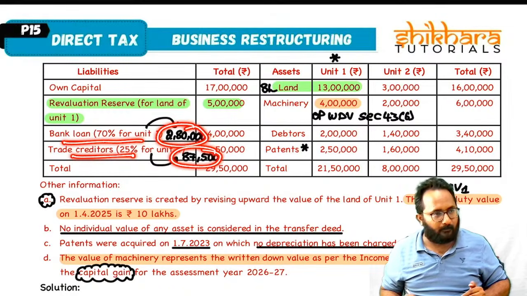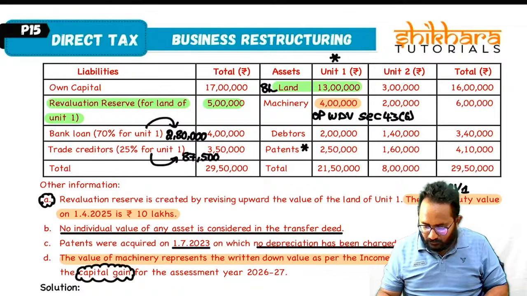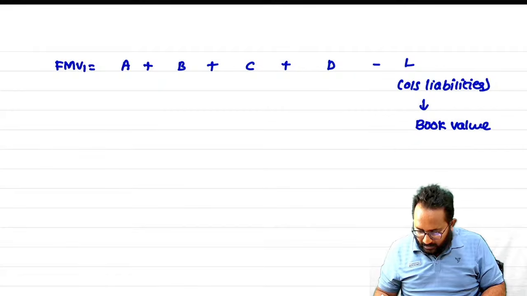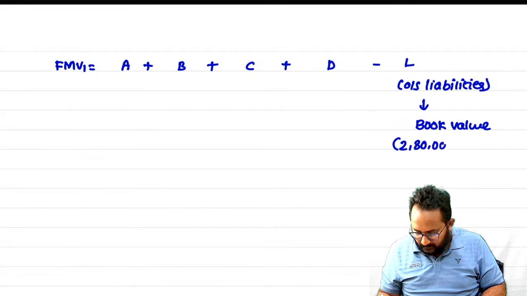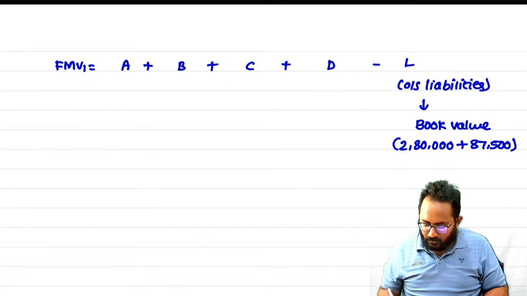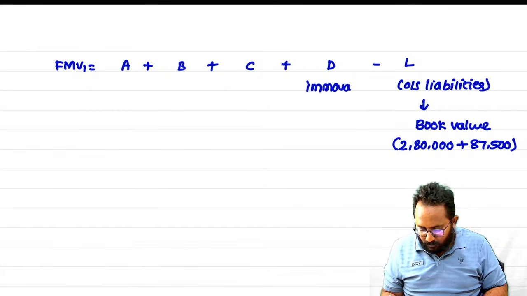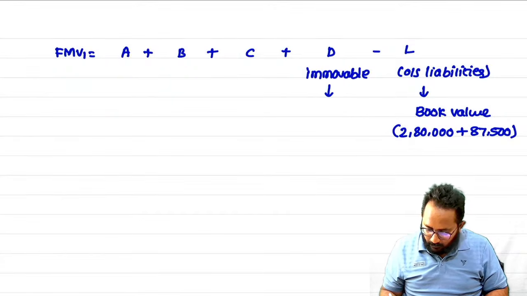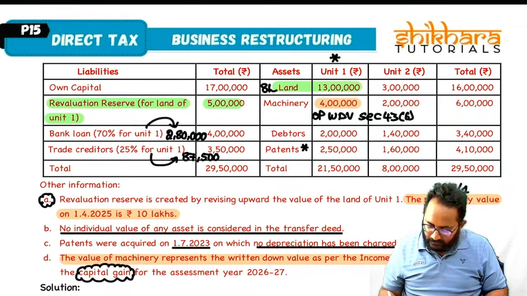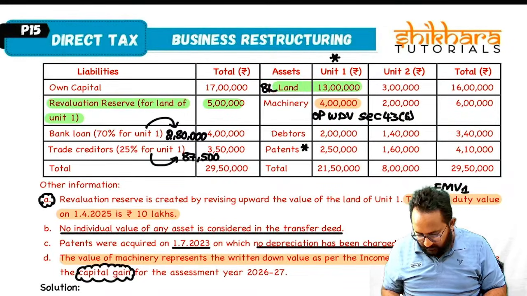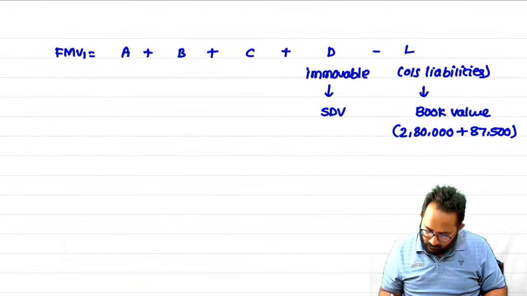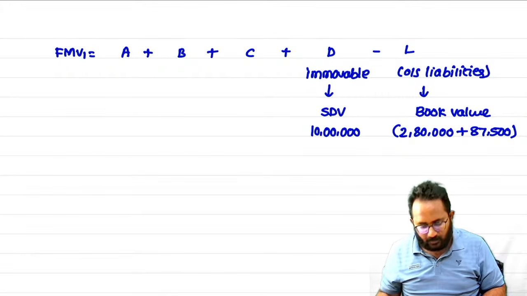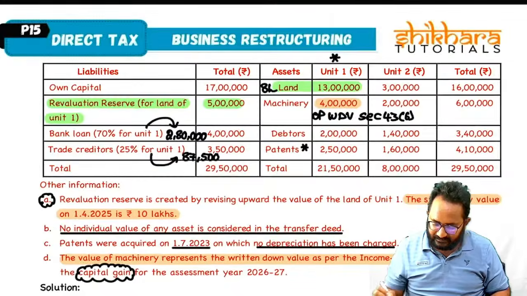Book value we already computed proportionately: 2,80,000 plus 87,500. Next, D means what? Immovable property. Which value do we have to take? Stamp duty value. Please look at the question. Is immovable property there or not? Yes. What is that immovable property? Land. Have they given the stamp duty value? Yes. How much? 10 lakh.